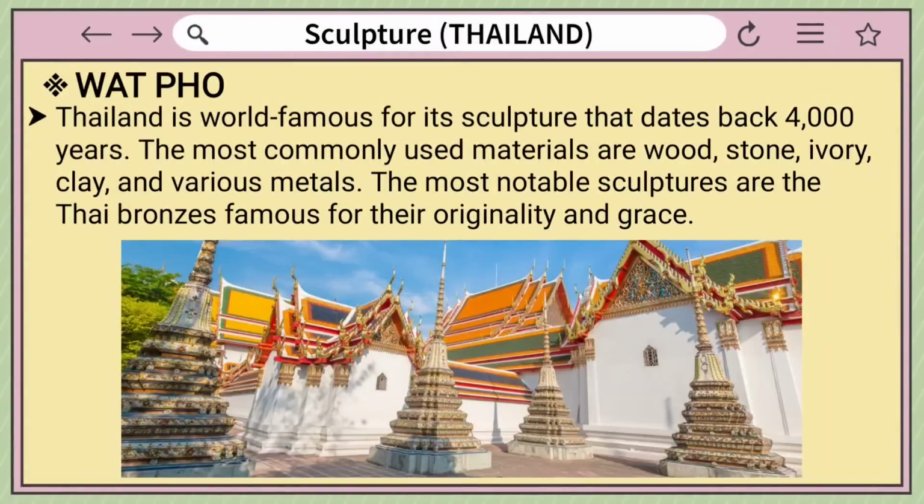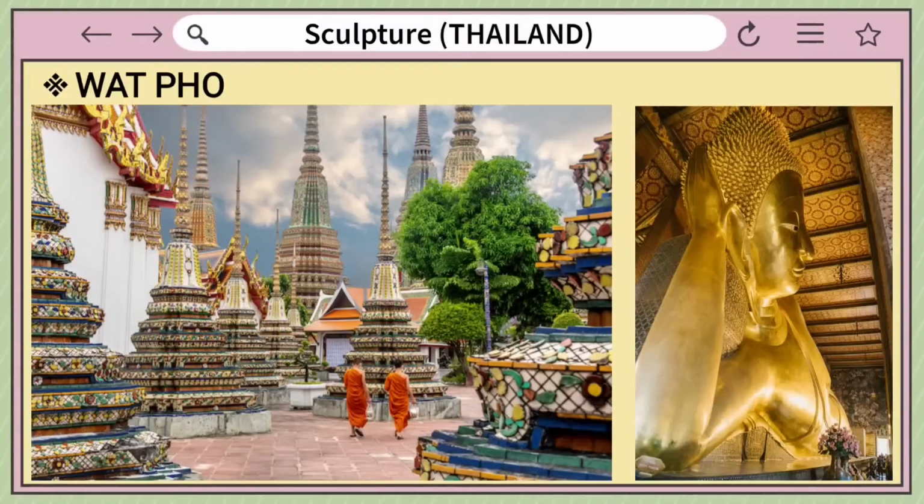Let's now discuss the sculpture of Thailand. They have the very famous Wat Pho. Thailand is world famous for its sculpture that dates back 4,000 years ago. The most commonly used materials are wood, stone, ivory, clay, and various metals. The most notable sculptures are the Thai bronzes, famous for their originality and grace. Here is a picture inside the Wat Pho.